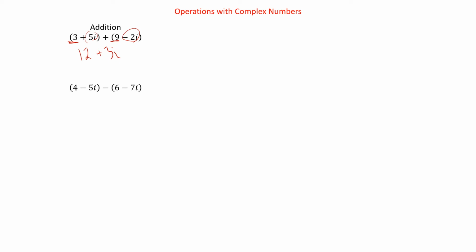Subtraction, basically the same. One slight little difference. Take this negative sign and make sure you distribute that. So we'll have a -6 plus 7i. Now we still combine our like terms. We have our real parts. 4 minus 6 is -2. The imaginary parts. -5i plus 7i is plus 2i.